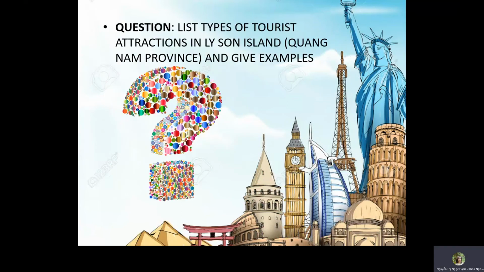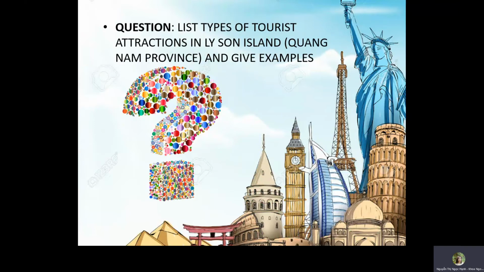Now you can work in pairs or in groups to discuss this question. List the types of tourist attractions in Lý Sơn Island in Quảng Nam province, and then give specific examples. You know Lý Sơn Island, right? Okay, so you have 2 minutes to work in pairs or in groups.